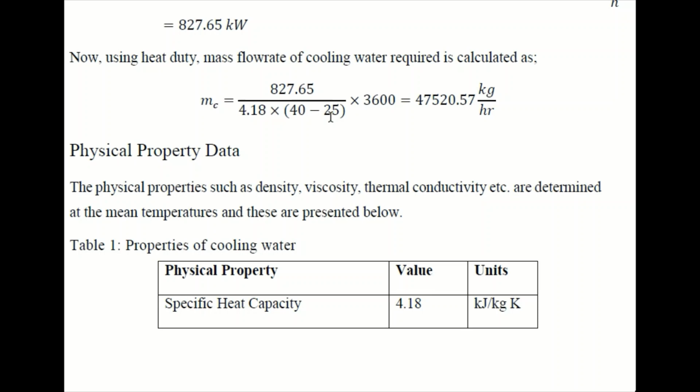So here mass flow rate of cooling water can be determined using the heat duty, specific heat capacity and temperature difference. Then we need to list down all of the physical properties including the specific heat capacity, density, thermal conductivity and viscosity based on the mean temperature. Like if hot stream temperature is 400 at inlet and our outlet is 300, so we can take the physical properties at 350 degrees Celsius. Similarly, for cold stream, we need to calculate all of the physical properties at mean temperature.